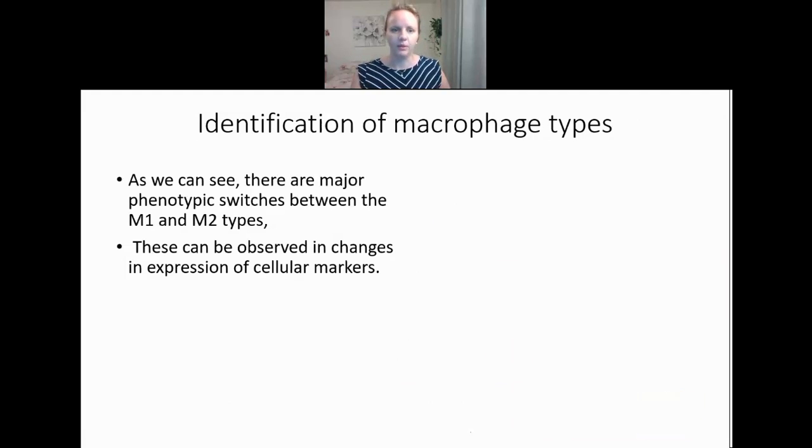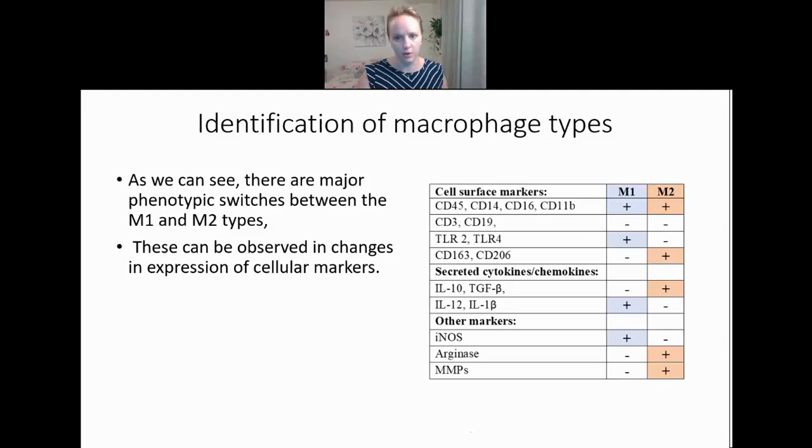So obviously there are major differences between the M1 and M2 types, and it's important to identify the M2 types within a tumor. And to do this, we can look at the expression of markers. Thankfully, as much as their phenotypes differ, so do their cell surface markers. Here is a non-exhaustive list of cell surface markers, cytokines, and other markers.